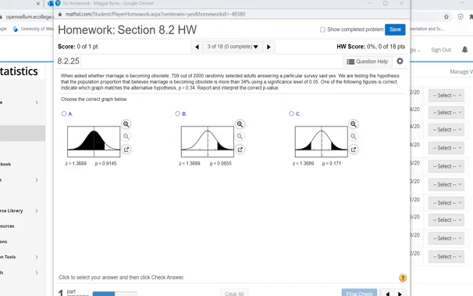I figured we would take a look at some of the problems in section 8.2 because, as I said the other day in class, I think chapter 8 is a really important chapter, but I also think some of these questions are kind of difficult. And I know we didn't spend much time talking about how to calculate some of these hypothesis tests in StatCrunch, so I want to make sure you see that.